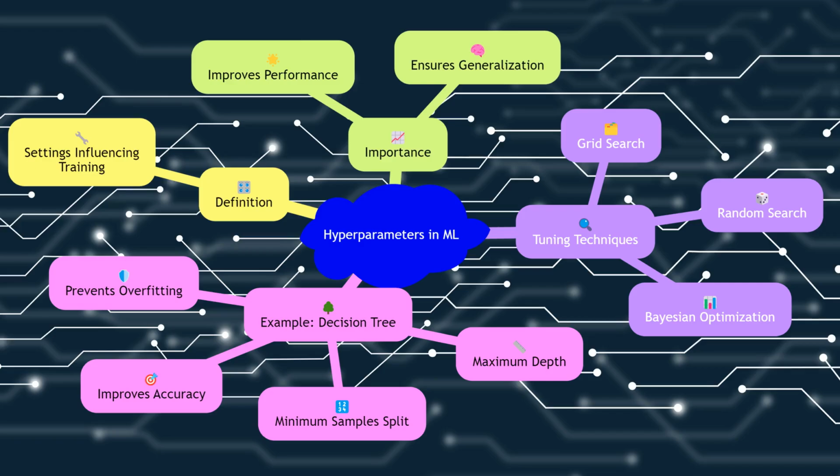Hyperparameters are settings that influence the training process of an ML model. Tuning these hyperparameters can significantly improve model performance. Techniques like grid search, random search, and Bayesian optimization are commonly used for hyperparameter tuning. For example, in a decision tree model, hyperparameters like maximum depth and minimum sample split can be adjusted to prevent overfitting and improve accuracy. Proper tuning ensures that the model generalizes well to new data.